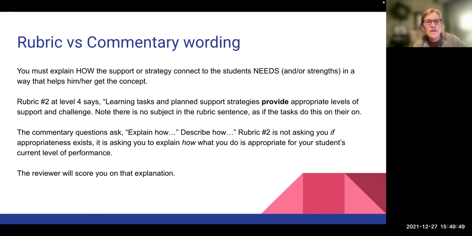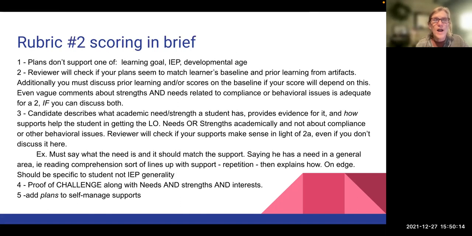Justify that, right? So you're often being asked to connect the dots. So here's my student's need, strength, or interest. Here is the thing that I'm trying to teach them. Here's the support I'm providing. Think of it like a structural bridge, right? And this is how my student's going to walk across that bridge to get to that learning goal. And that's the how that you have to answer when you're answering in 3A and 3B in order to get the score as a 3 or beyond.